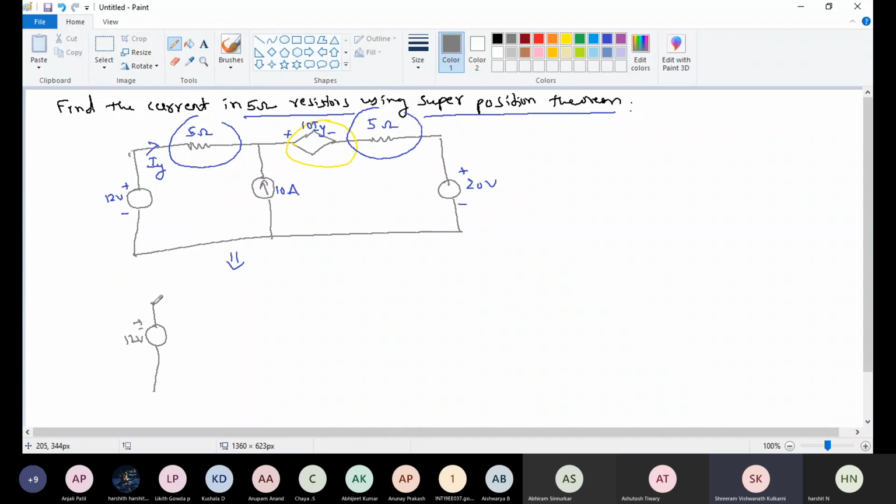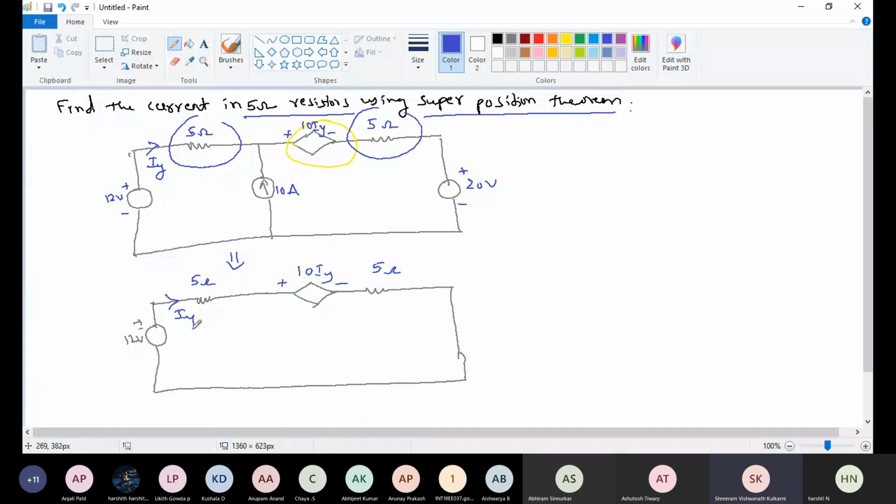Now I am going to redraw the circuit by considering only 12 volt. 5 ohm. This one is short circuited. This one is open circuited. So my circuit will become like this if I consider only 12 volt. This is 5 ohm, 5 ohm, plus or minus 10 Iy, and this is the direction given, Iy.